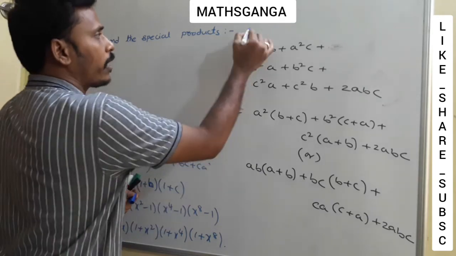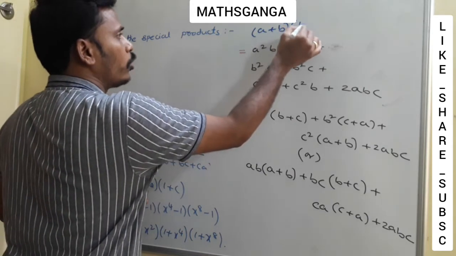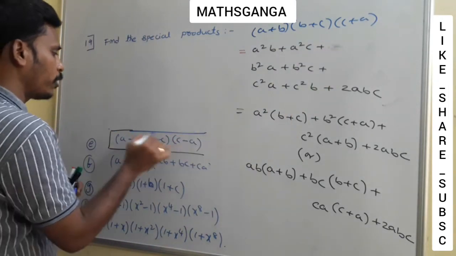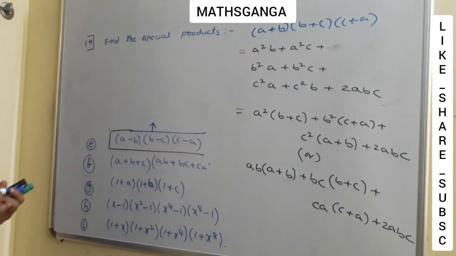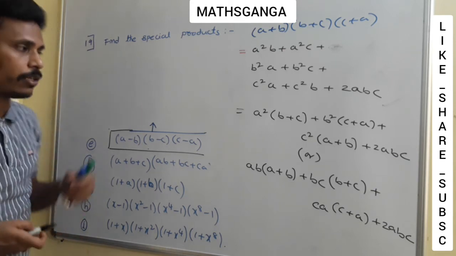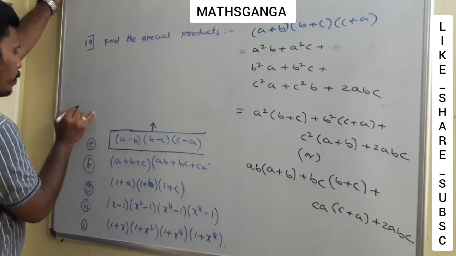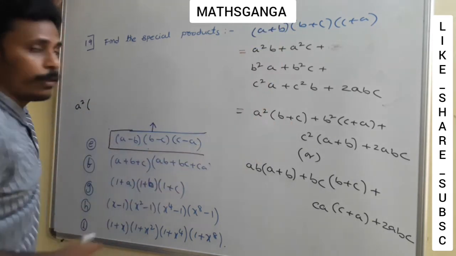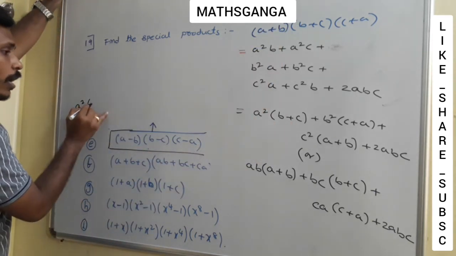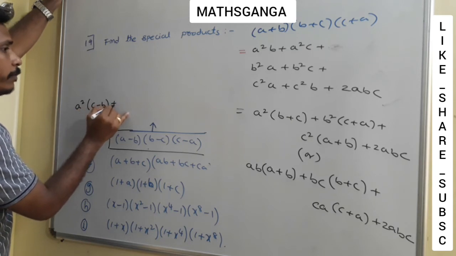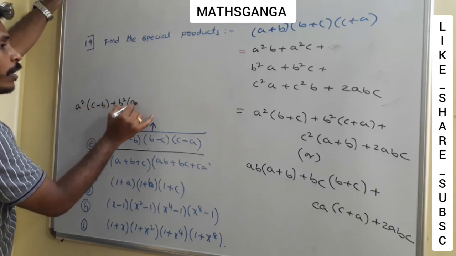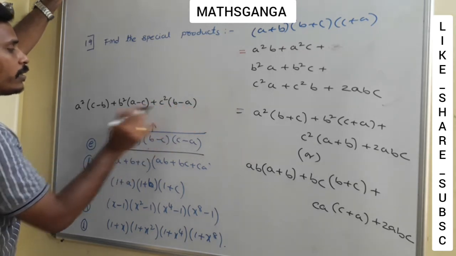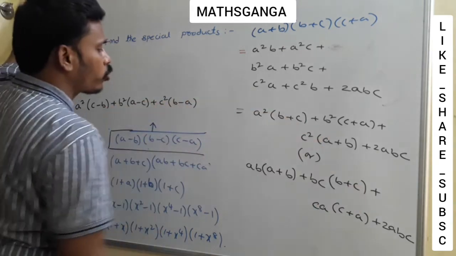Yeah, this part is completely about (a plus b) into (b plus c) into (c plus a). Now I need to find out this particular part. If you write its product on multiplication, you will get this product like this: a square of (b plus c), and here you will get a square of (c minus b) plus b square of (a minus c) plus c square of (b minus a). That's the product. That abc term is also not involved here.